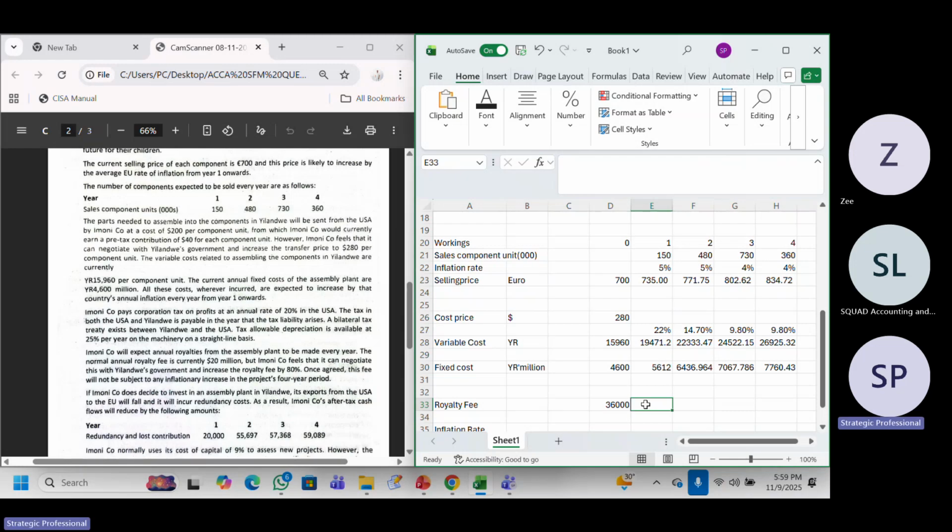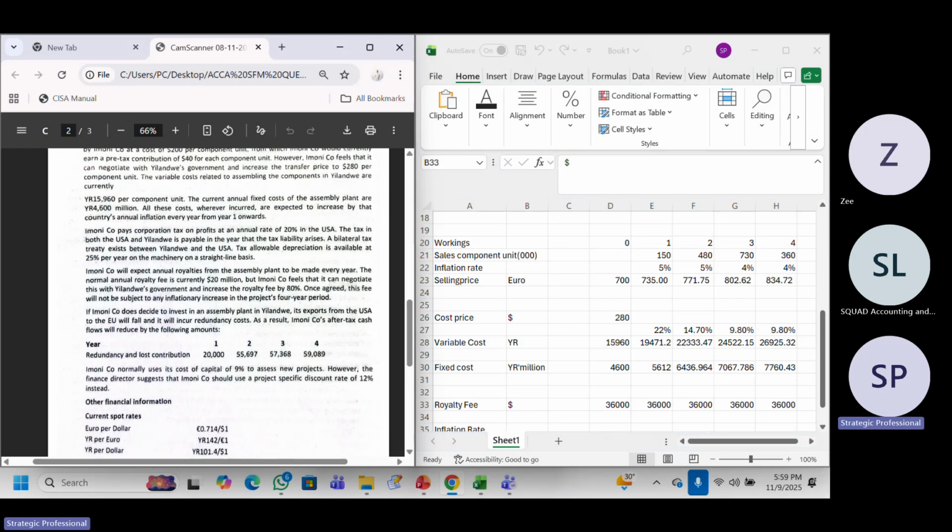Let's leave this for now, 36, because they said it's not going to change, right? It's going to be the same for the years, so this one is going to be fixed. We're not changing anything. Let's note that. Let's move on. Once agreed, this fee will not be subject to any inflationary increase. So we're not applying inflation.